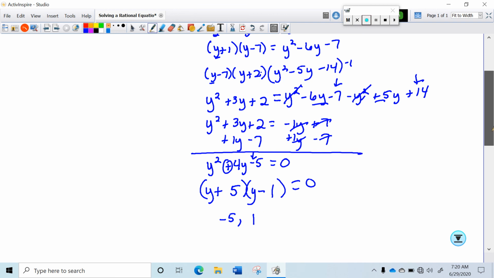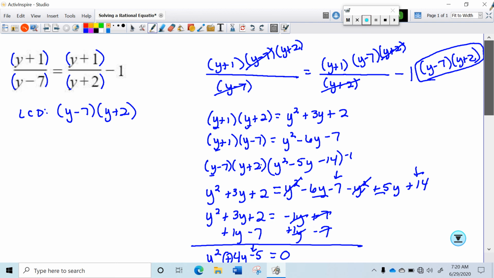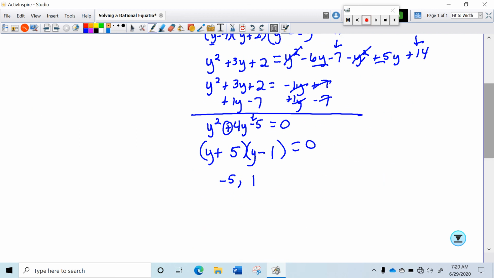Go back and check that against your original denominator. Negative 5 and positive 1. So the opposite of this is positive 7. The opposite of this is negative 2. We didn't get 7 or negative 2. So that means we're good. So that's the answer.